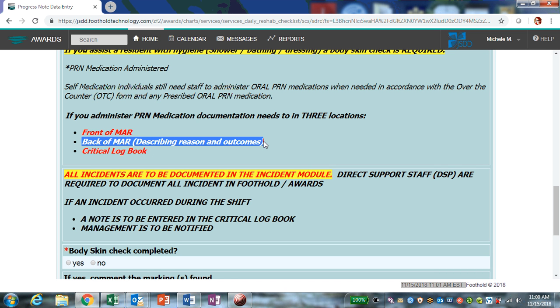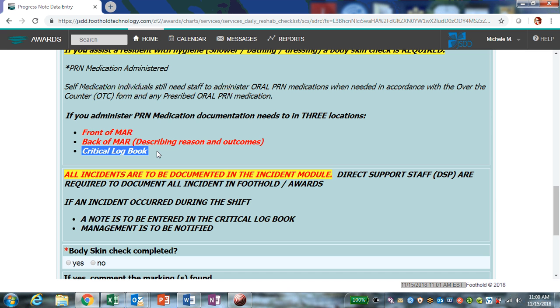You're going to indicate that on the MAR again a second time. You're going to write in the back of the MAR a second time. First dose, it was not effective. Administered second dose. And you keep doing that until the person feels better. If the person's headache lingers over a day, maybe time to talk to the doctor about that. You are also going to document in the critical logbook.